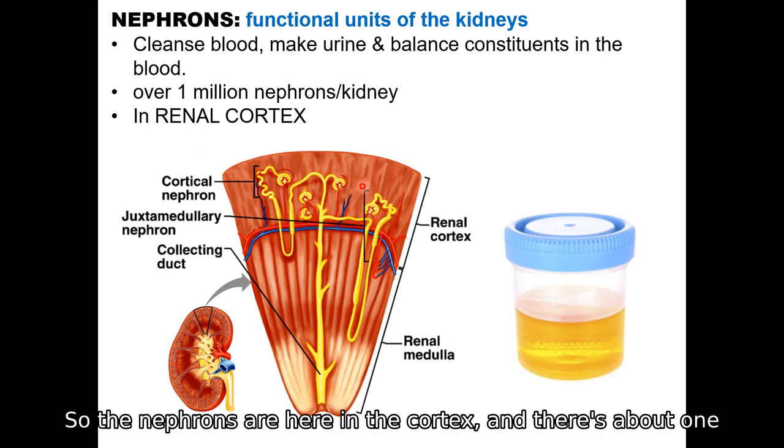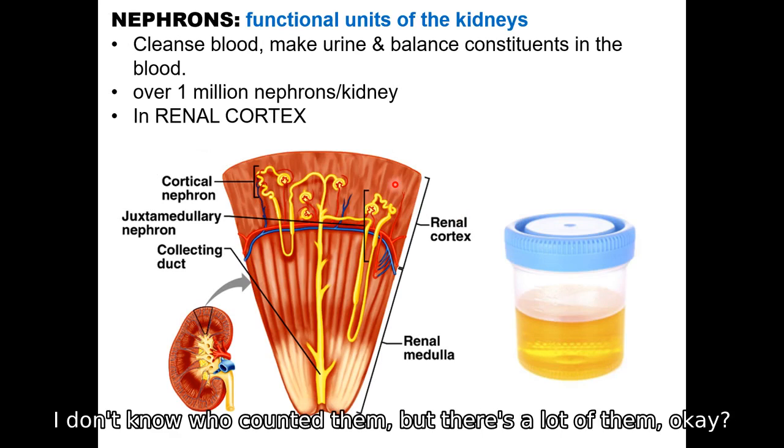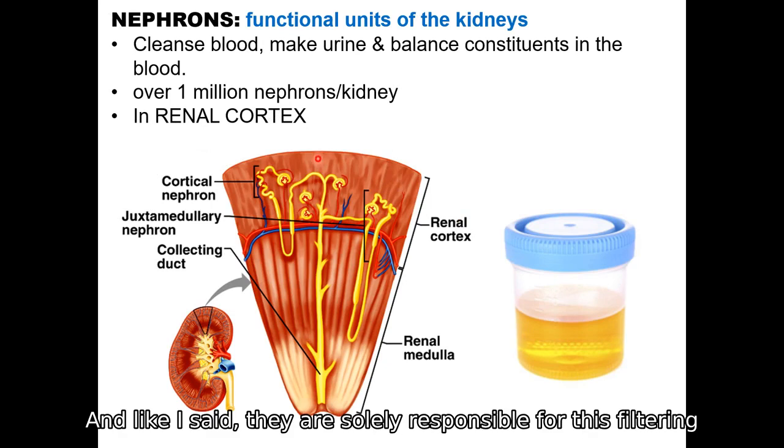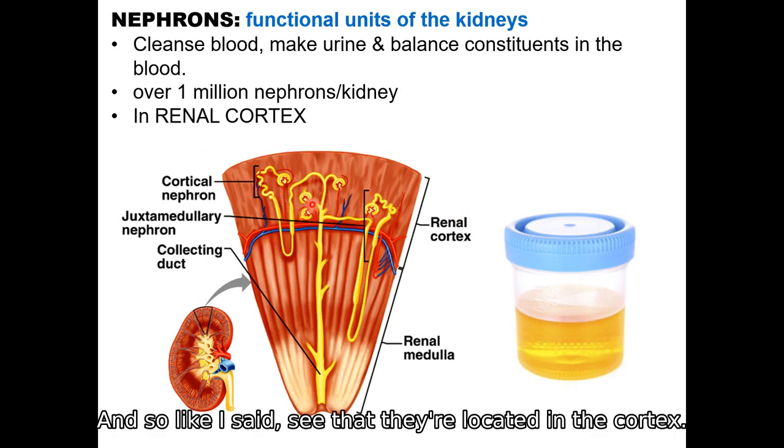So the nephrons are here in the cortex, and there's about 1 million nephrons per kidney. I don't know who counted them, but there's a lot of them, okay? And like I said, they are solely responsible for this filtering and processing of blood and making urine, okay? And see that they're located in the cortex.